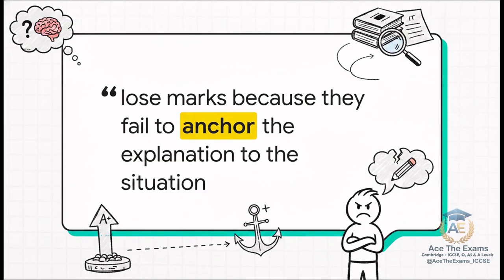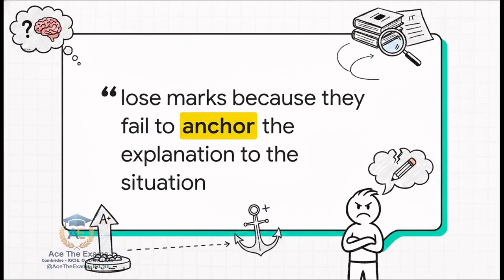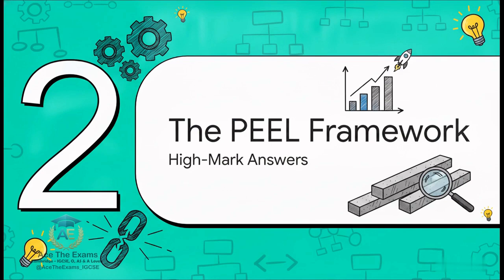The whole thing is summarized perfectly by this examiner feedback. Students frequently know the theory but lose marks because they fail to anchor the explanation to the situation they have been given. So if you've ever felt totally frustrated because you knew the material but still didn't get the grade, well, this validates that frustration. Your intelligence isn't the issue here. Your exam strategy is. Part 2, the high mark answer framework.